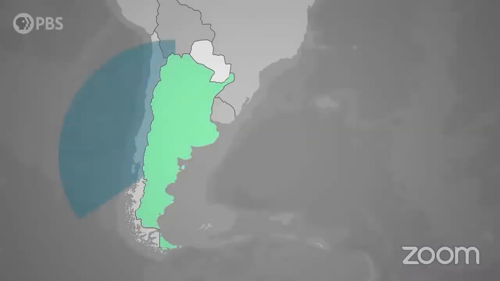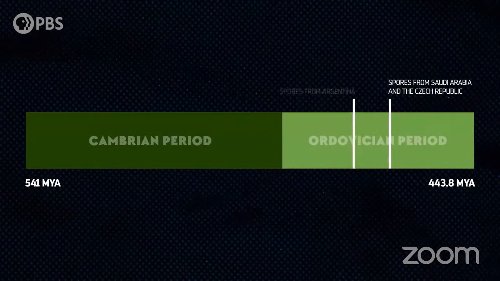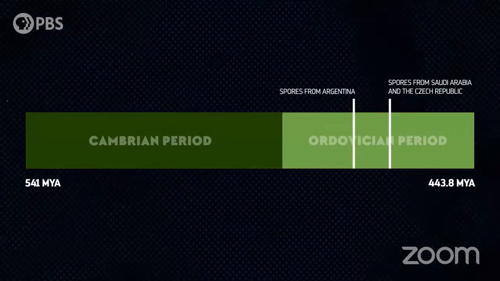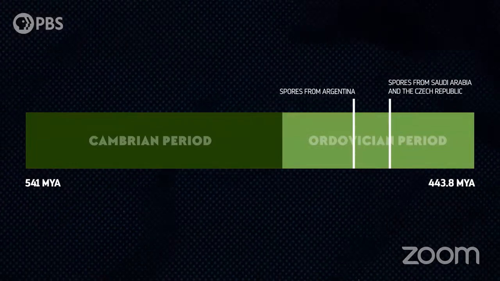In 2010, even older spores were found in Argentina, and they dated to 470 million years ago. But paleontologists think that the arrival of plants on land actually happened even earlier, based on dates produced by the method known as the molecular clock.